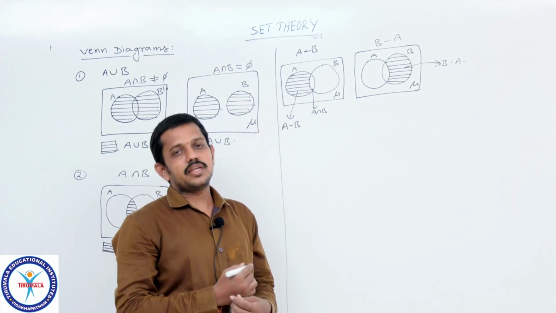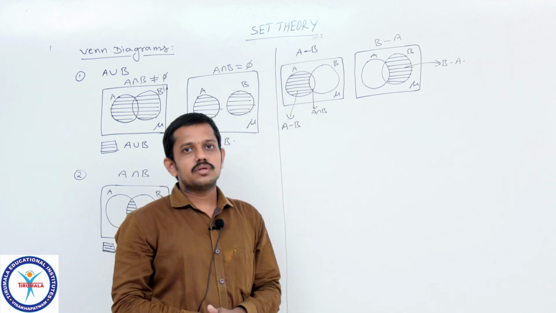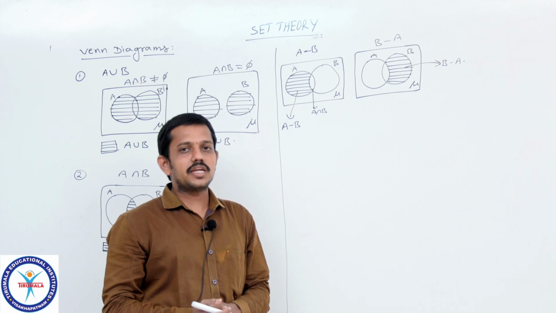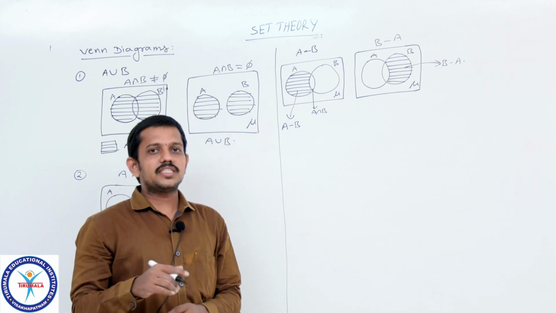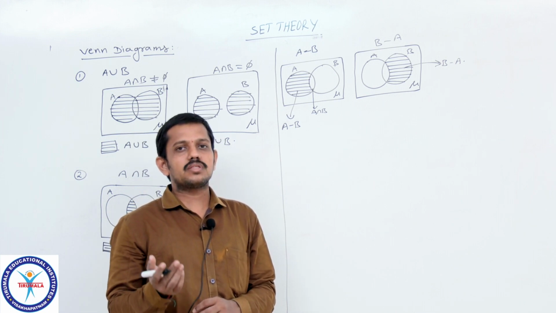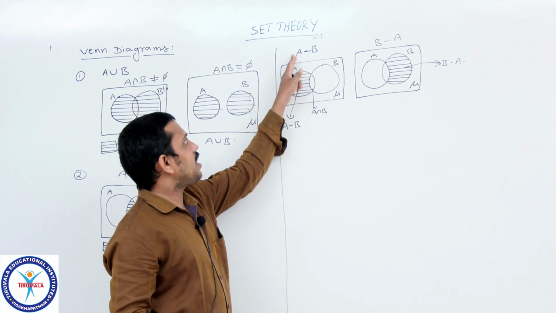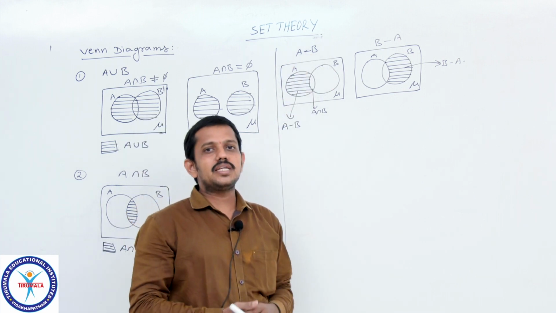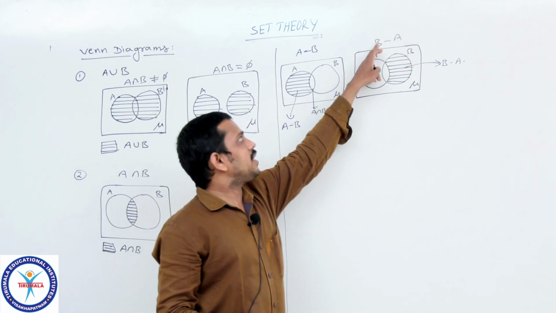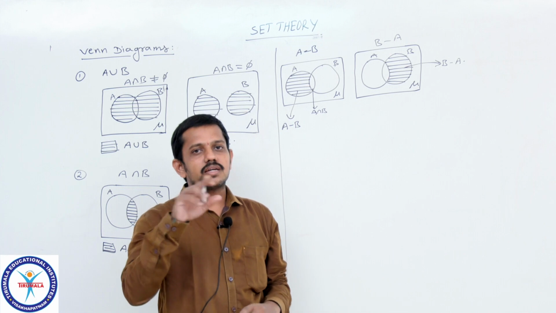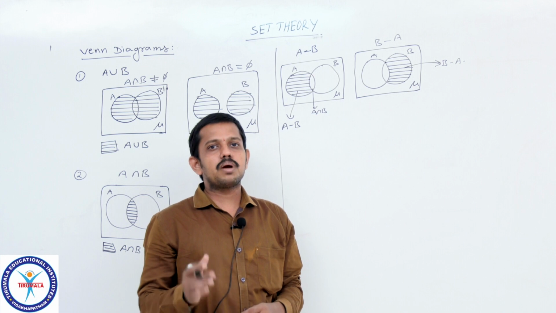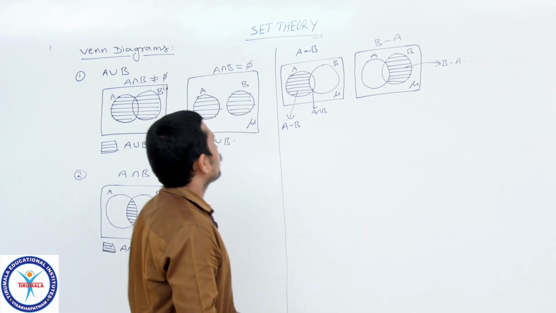So, this is the case when A and B have some common elements, meaning A intersection B is not equal to phi. Suppose A intersection B is equal to phi, meaning there is no common element for set A and set B. Then A minus B is equal to the complete set A and B minus A is equal to the complete set B, meaning we will shade complete A and complete B in the case where A, B are disjoint sets.